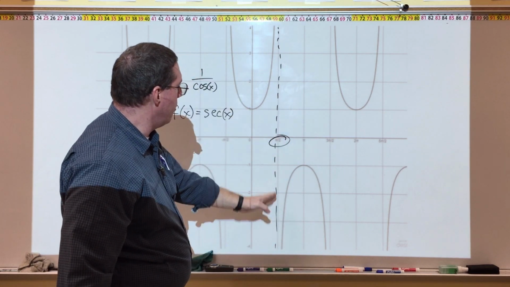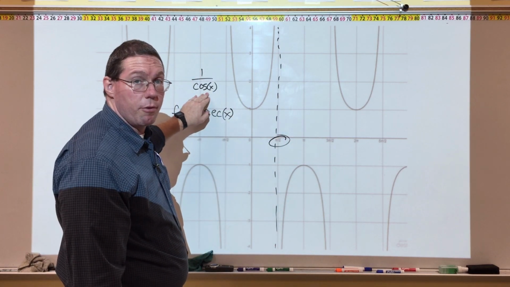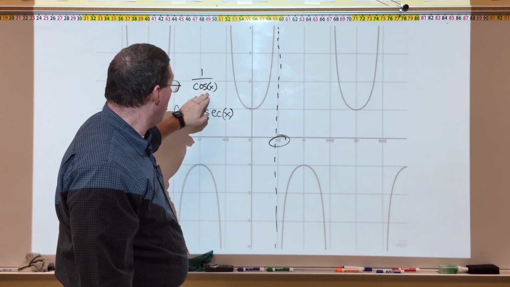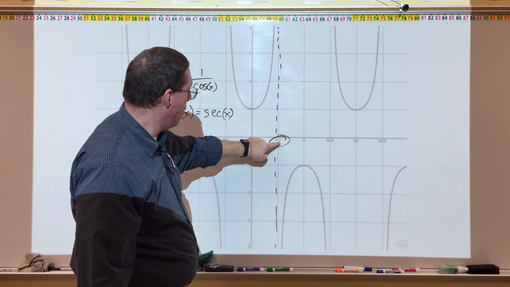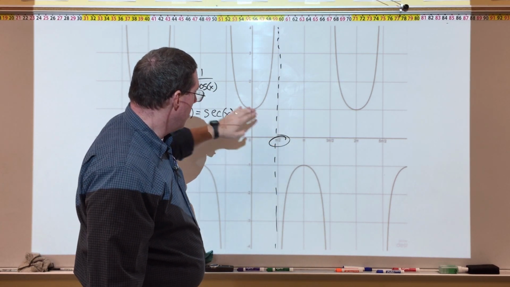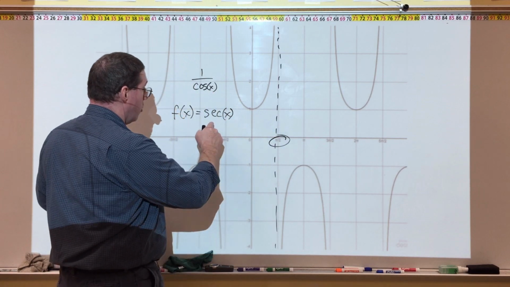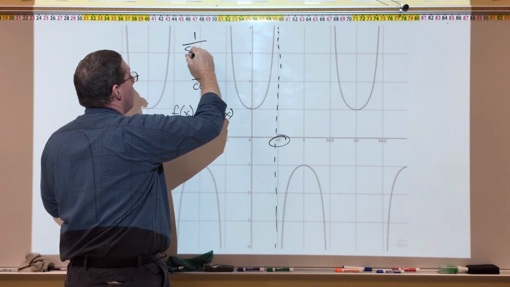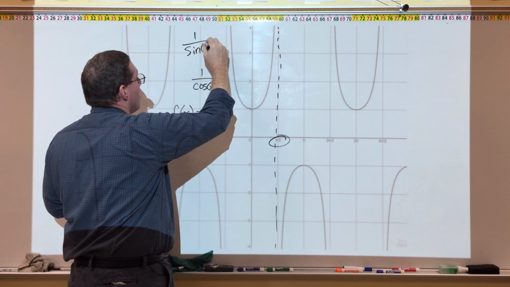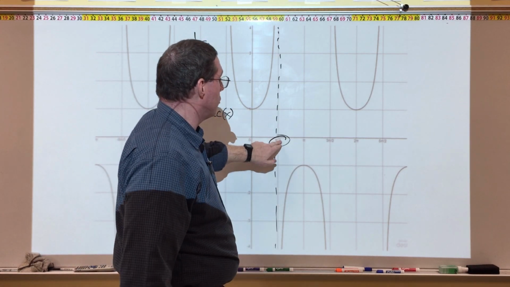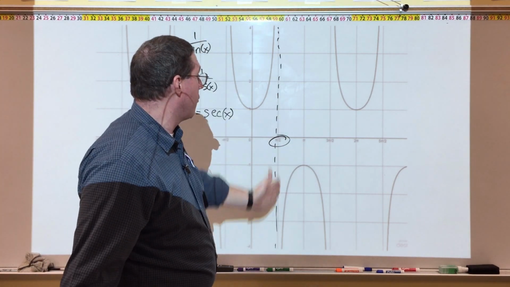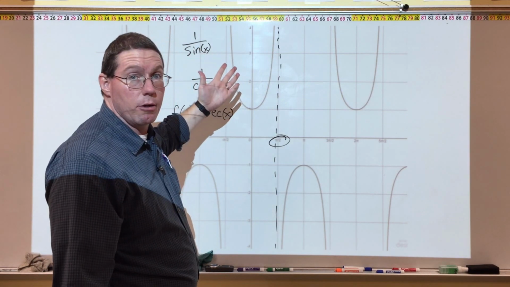That's only going to happen when the denominator is equal to 0. And so I know that cosine of pi over 2 is 0. If this was cosecant, that would be 1 over sine of x. And I know that sine of pi over 2, that's 1. And so we wouldn't have a vertical asymptote if the denominator was 1.